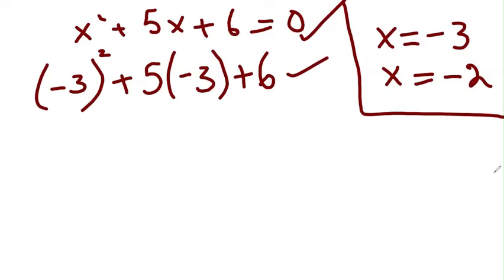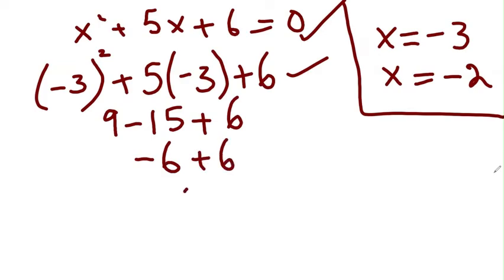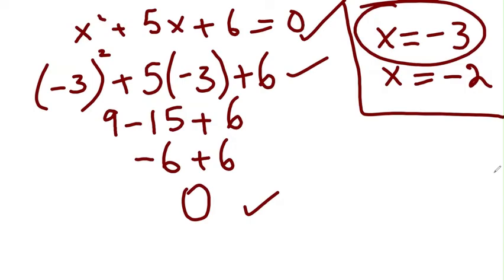So what is the square of negative 3? It is 9. And 5 multiplied by negative 3 is negative 15 plus 6. Now here, minus 6 and plus 6, yes, it is equal to 0. So the left-hand side should be equal to the right-hand side, and we are getting 0 when we substitute X is equal to negative 3. Okay, so it means that your answer is correct. Left-hand side is equal to the right-hand side.